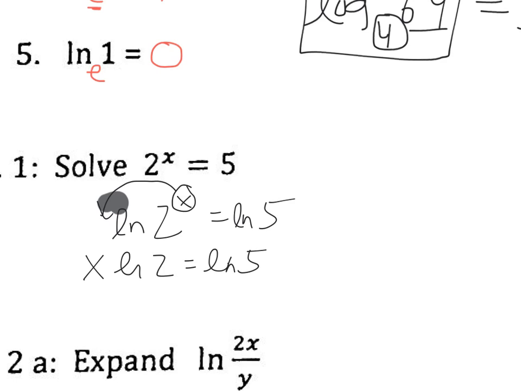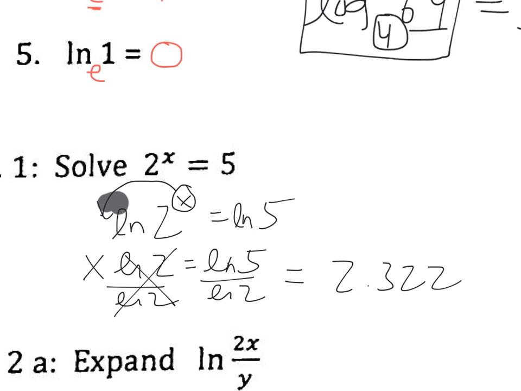And now to get x isolated, we could just divide both sides by ln of 2. And so in our calculator, we'll do ln of 5 divided by ln of 2. And I already went ahead and did this, but that's 2.322. And you could take your calculator and double check that if you would like to.